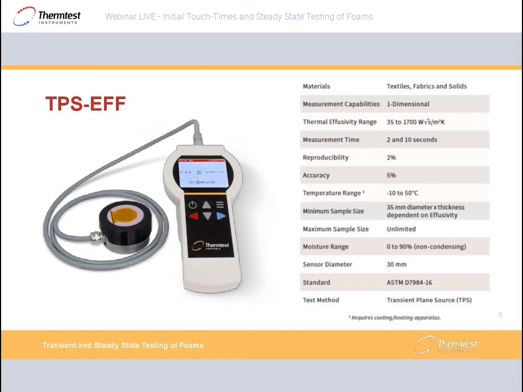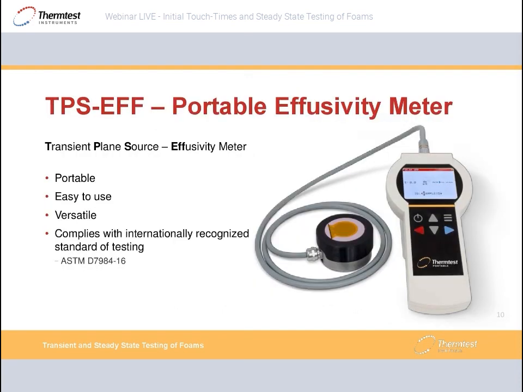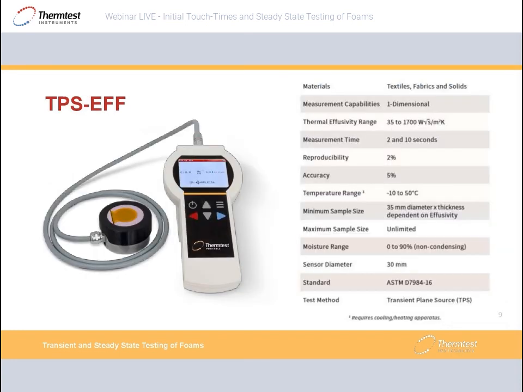D7984-16. So it complies. You'll note in that ASTM, it mentions that some sensors require a guard, and our sensor does not require a guard due to the large diameter of the sensor. Due to this large diameter and short test times, we can ensure one-dimensional heat propagation. And due to the onboard electronics recording data points required by the standard, it does comply with the standard.